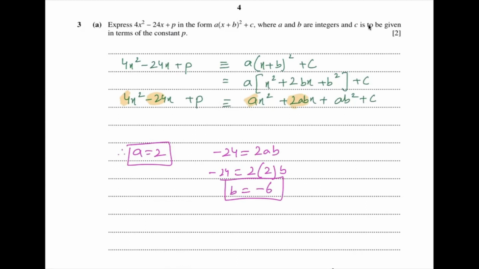My bad, a is 4. Just making a correction over here. A is 4, so −24 equals 2 times 4 times b. B comes out to be −3.